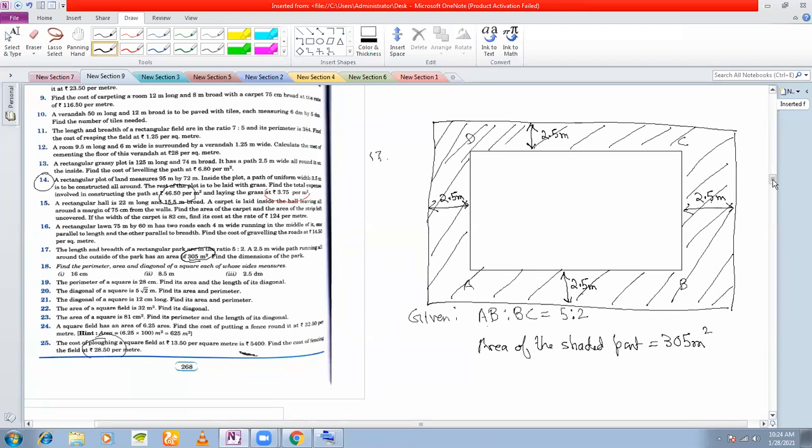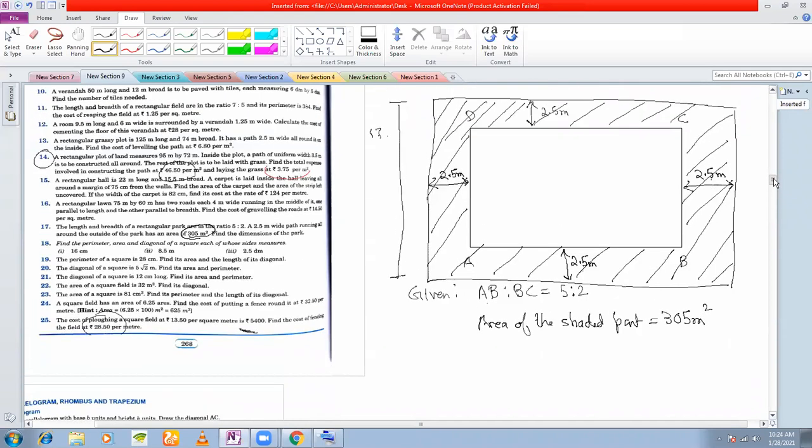Dimensions of the park means the length and breadth of the rectangle. That is this length here, and this length here. You have to find out. So how will you find out?